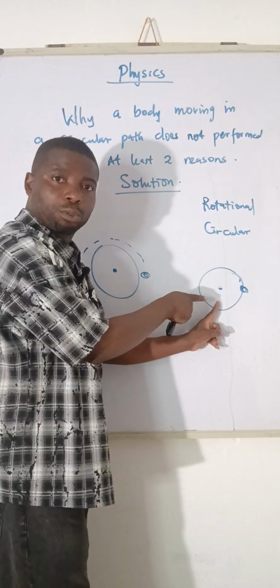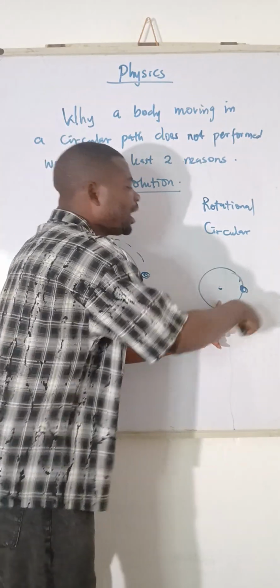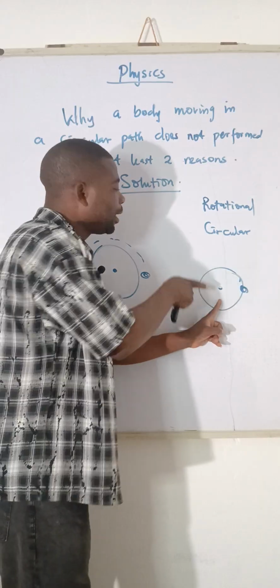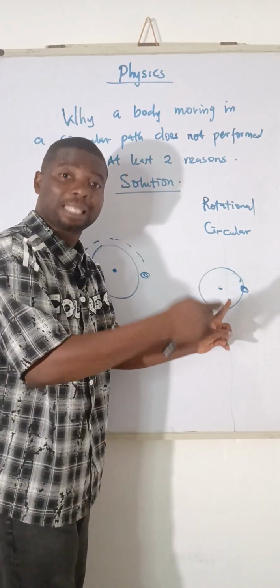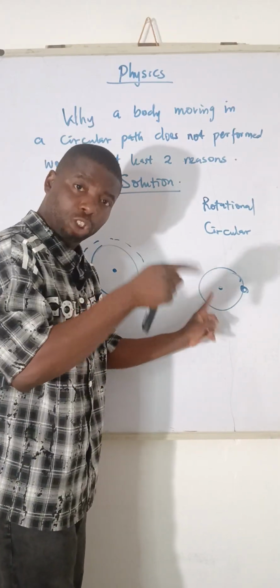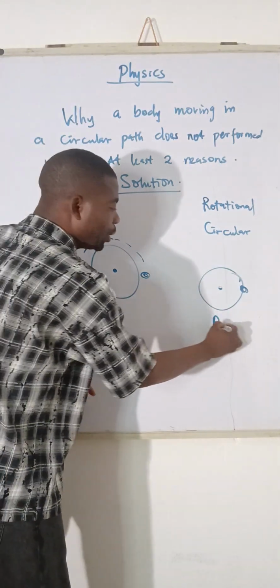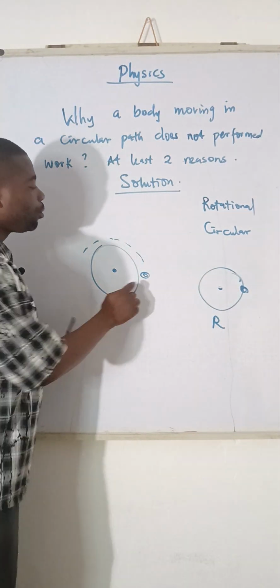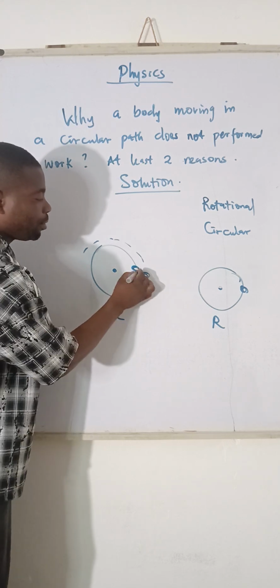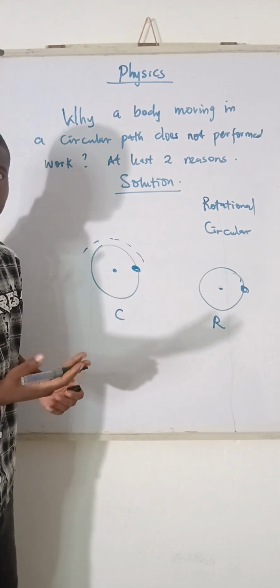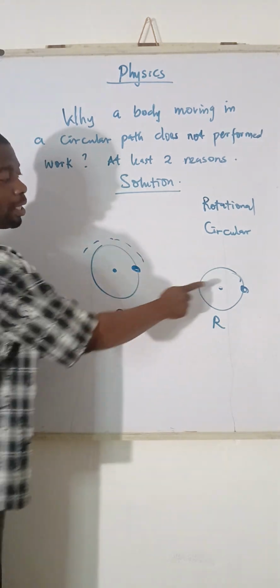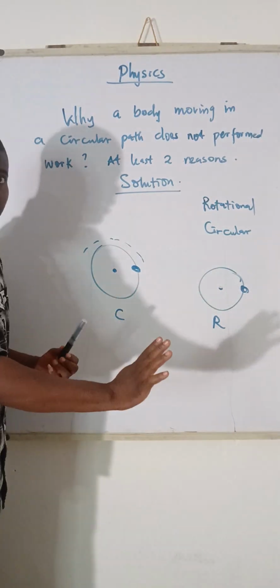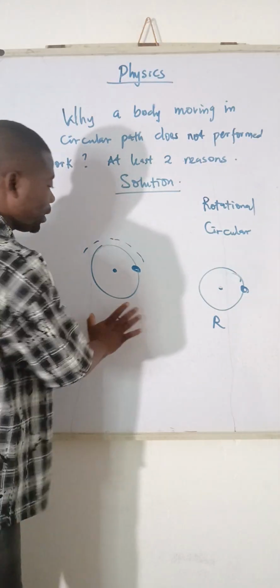But in rotational motion, the body performing the motion is the one that produces the center of the circle. Do you understand? This one is rotational, while this one is circular. Do you understand the fact now? Sometimes the drawing may not make it obvious, so you must use your reasoning to know that this one produces the center, but this one does not produce the center. This is rotational, while this one is circular.